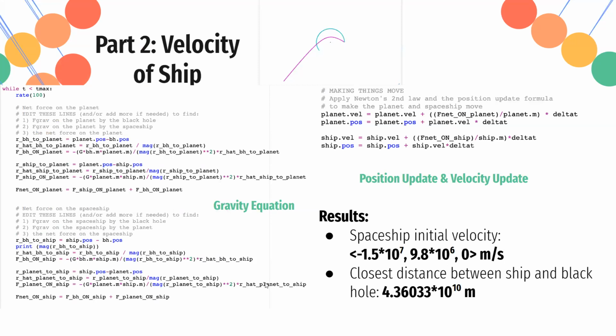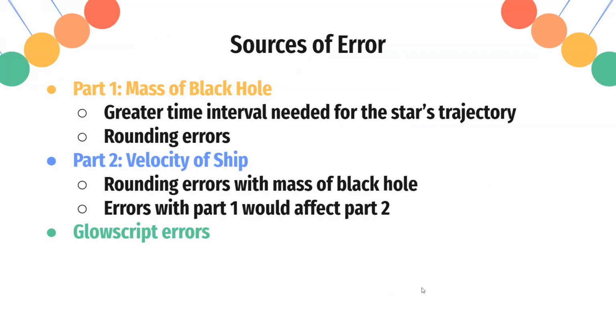The spaceship's initial velocity is equal to this vector right here, and the closest distance between the ship and the black hole is 4.36 times 10 to the 10 meters. Some of the sources of error could include rounding errors for both parts, and for part one specifically, we may have needed a greater time interval for the star's trajectory. Any of the errors we encountered in part one could have also affected the velocity of the ship calculation in part two, because we use the mass of the black hole from part one in part two.